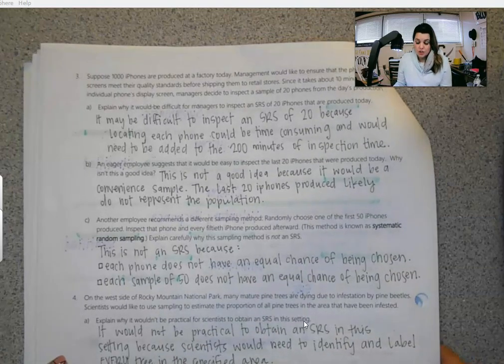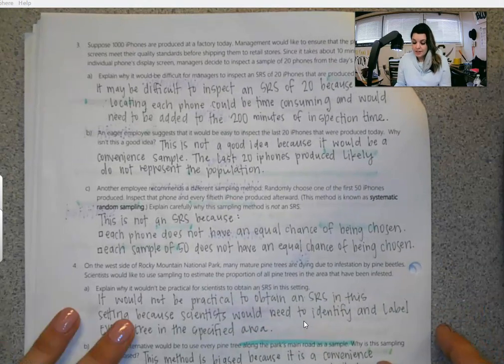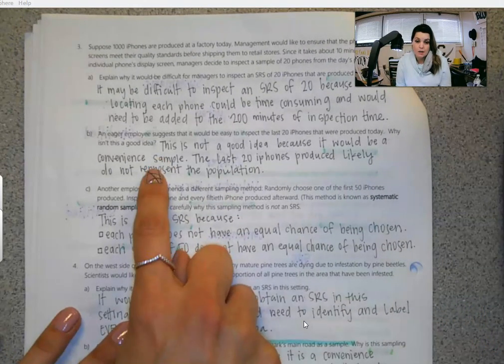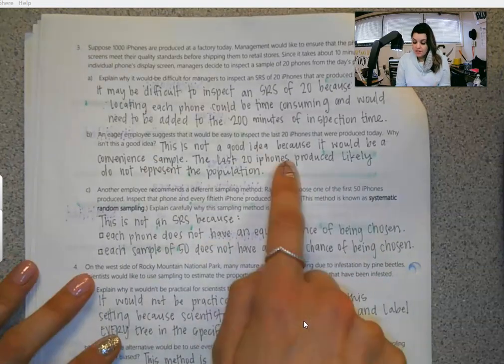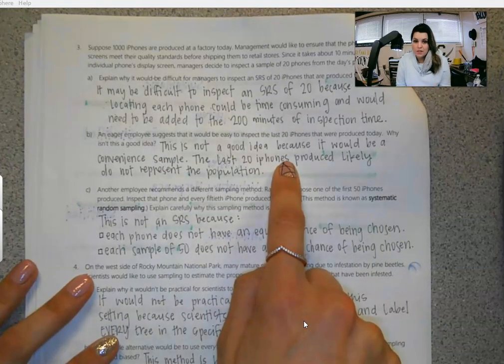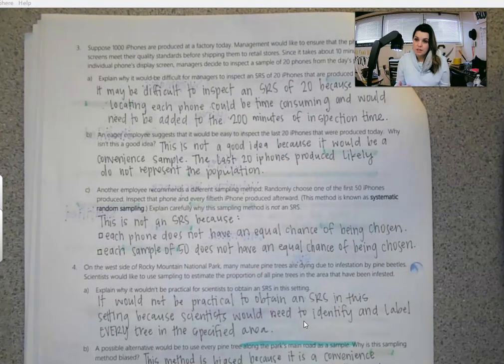B, should we inspect the last 20 phones? No. This is not a good idea because this is a convenience sample. And what is the issue with the convenience sample? These last 20 iPhones probably don't represent the population. Even though a machine is producing these iPhones, machines are fallible. As you use them more and more, their specifications may become loosened or worn out.